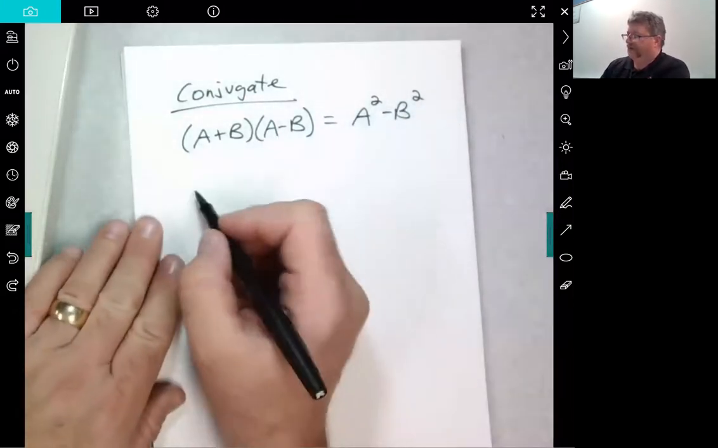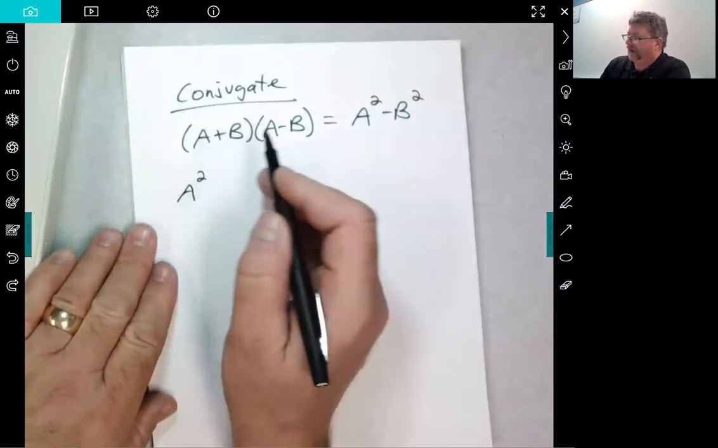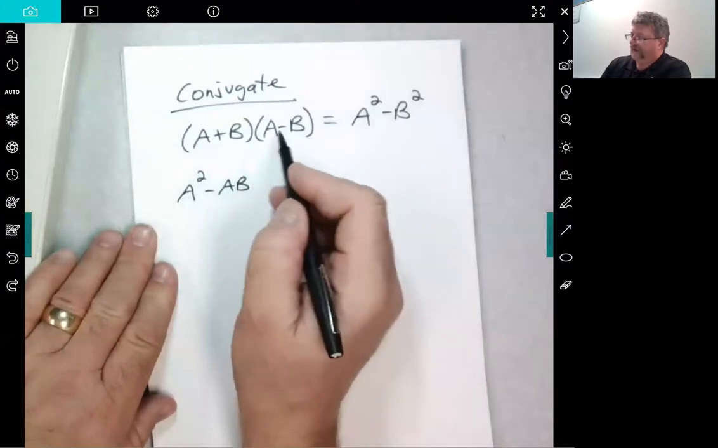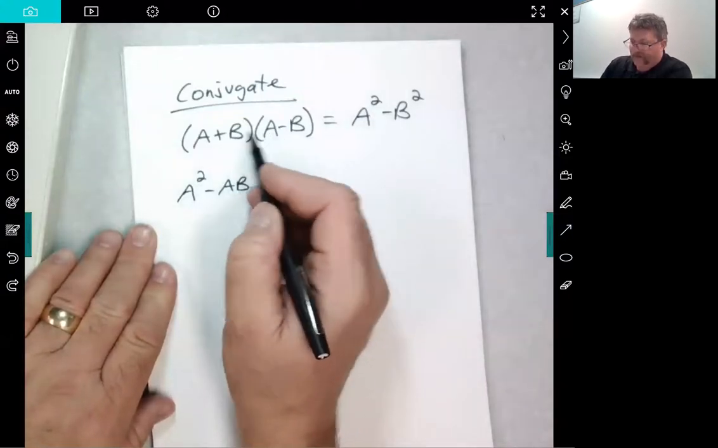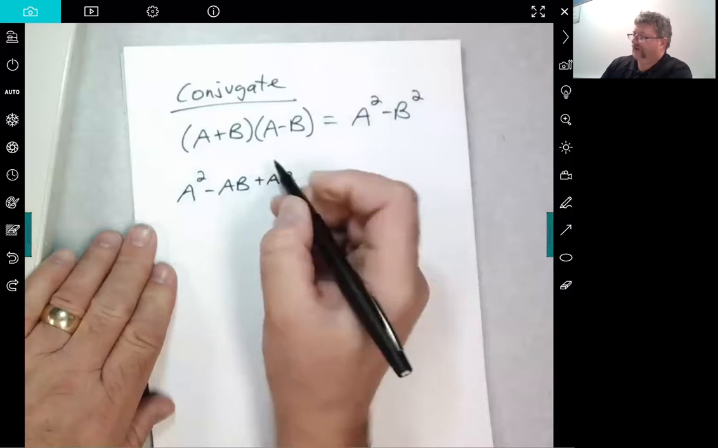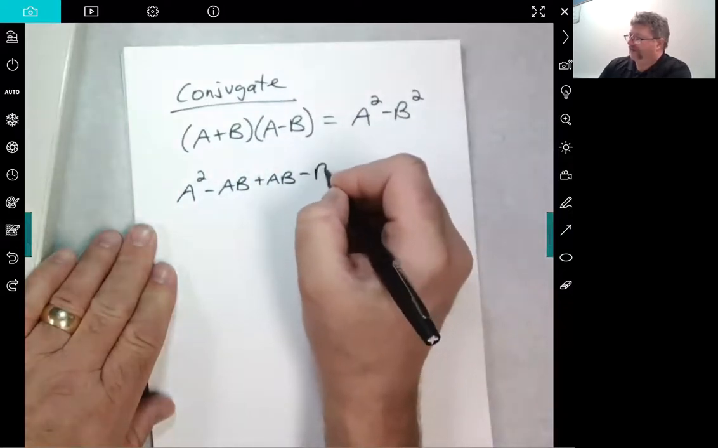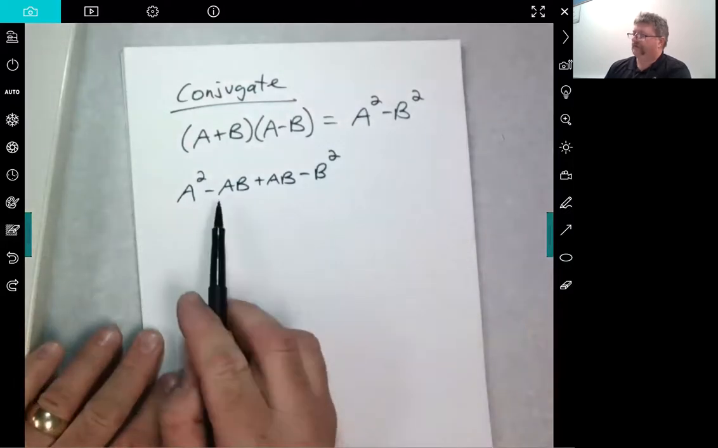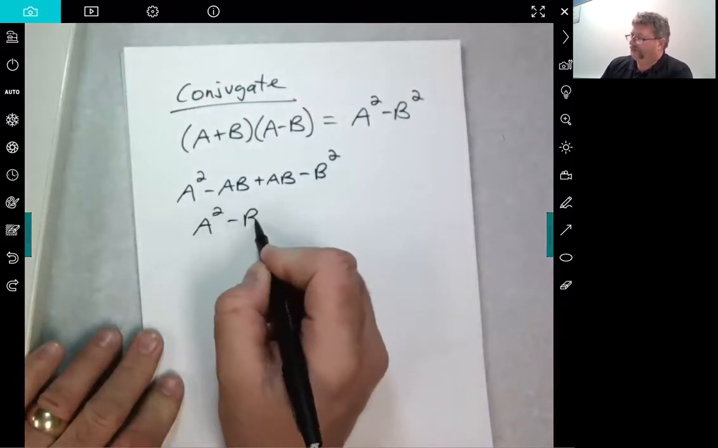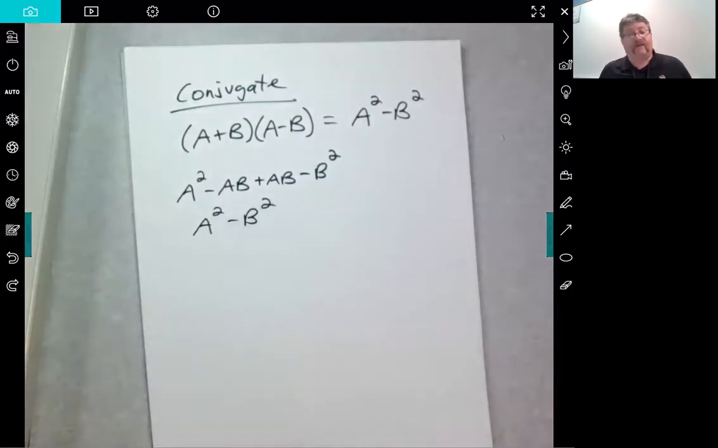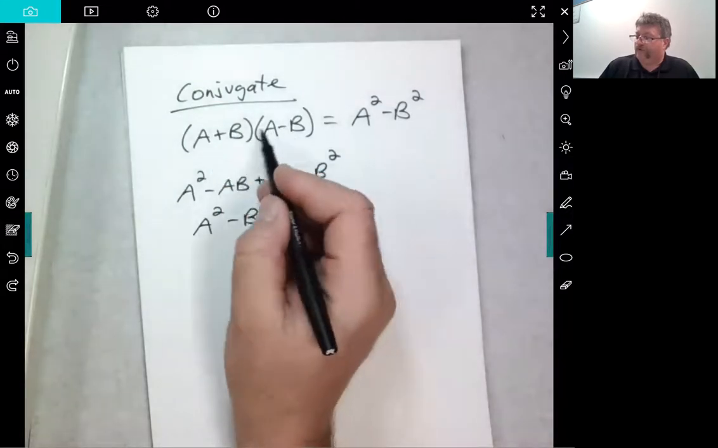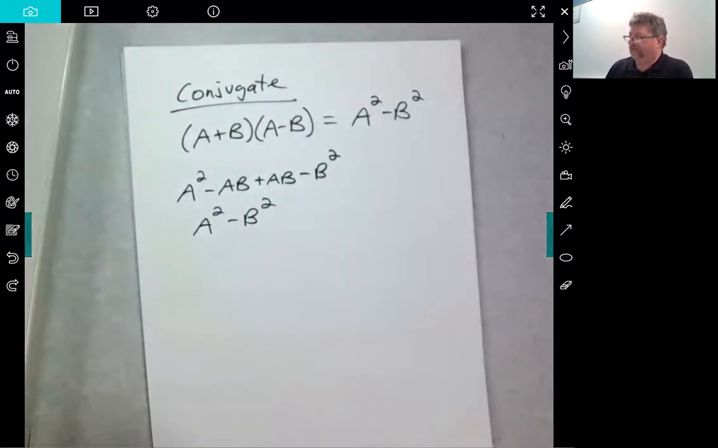Let's just do it. A times A is A squared. A times minus B is minus AB. B times A is the same as A times B, so I'm just going to write the A first. So plus AB. And then B times negative B is minus B squared. Well, you see when I simplify, those middle terms drop away. When we do factoring, we have to sometimes produce these two pieces. That's a little more difficult.